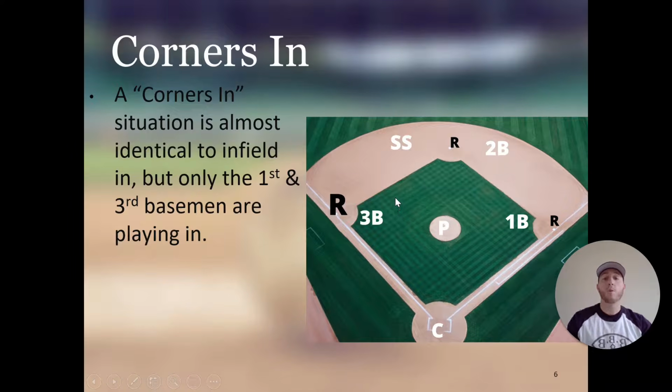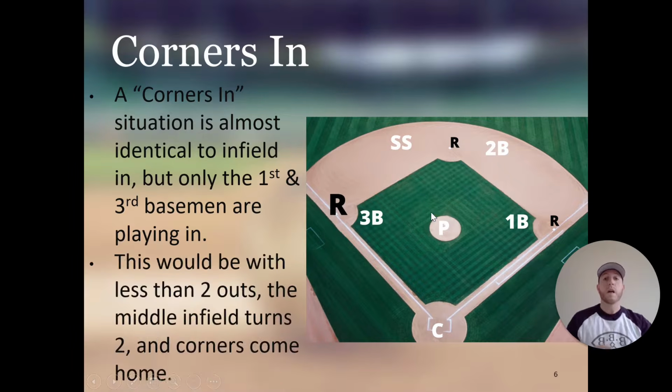The next one is corners in. So the corners in situation is almost identical to the infield in, but only the first and the third baseman are playing in. This would be with less than 2 outs, the middle infield is turning 2, and the corners are coming home. So it's nearly identical to the infield in, but only the corners are going to come home.